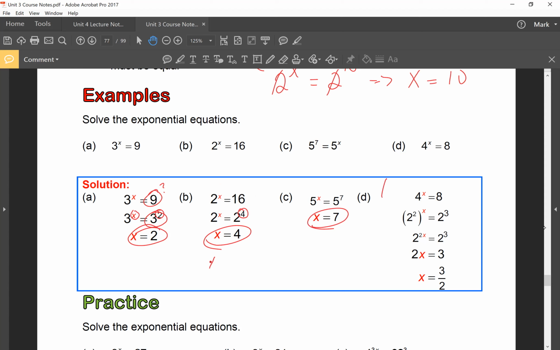Oh, this one's a tricky one, question D. So for D, there's no way to get 4 and 8 to the same base. Looking at this, I don't know what to do. I can't get 4 or 8 to be the same base. But I can rewrite 4 as 2 squared, and I can rewrite 8 as 2 to the power of 3. So what I end up getting is 2 squared to the power of x equals 2 to the power of 3, and then I just solve the exponents.